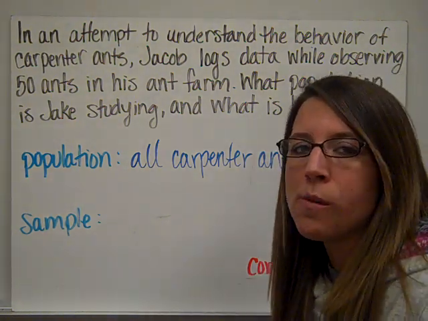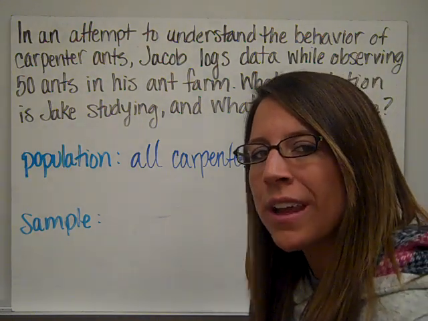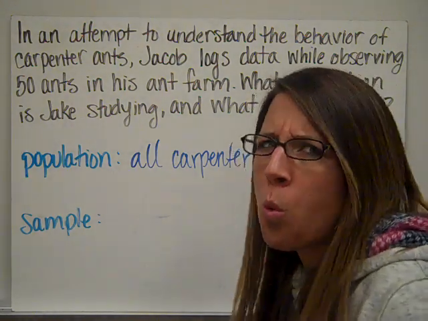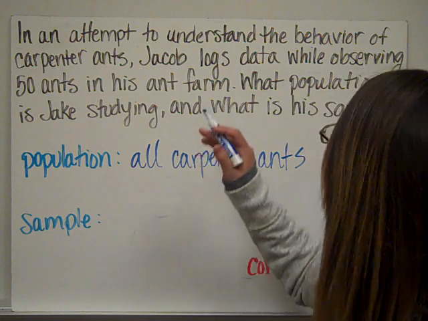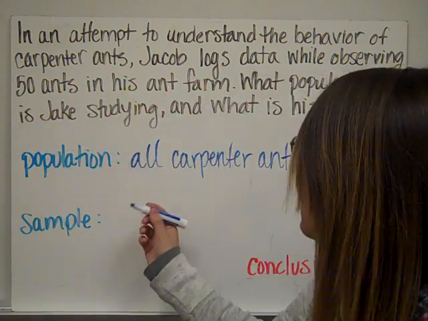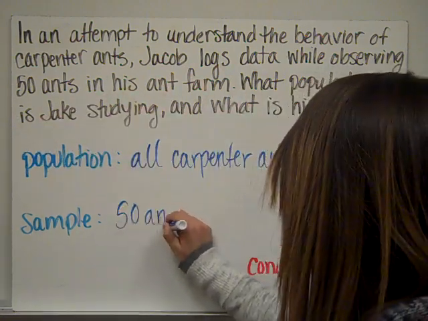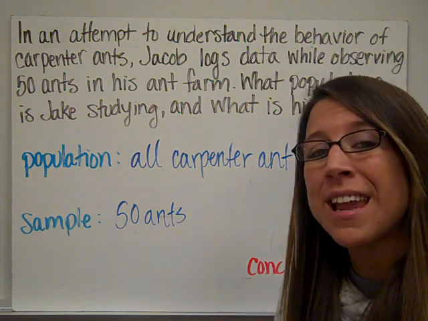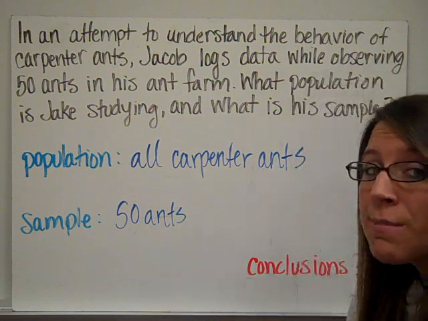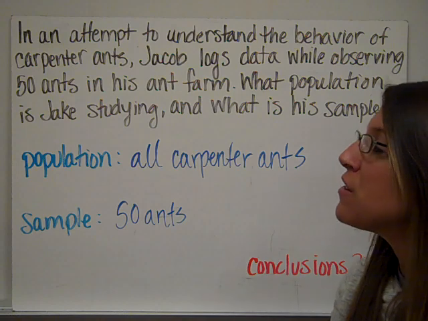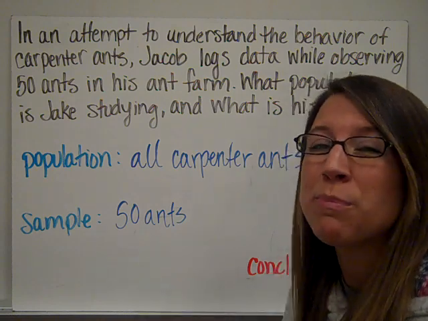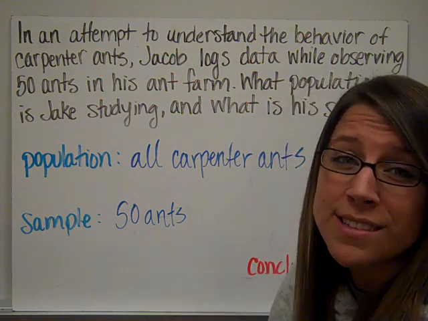But what is his sample? Who is he actually working with? Or what objects is he working with? He is working with 50 ants in his ant farm. So would he be able to make any conclusions from this? Possibly, probably. The behaviors of those 50 ants are probably going to be pretty representative of all carpenter ants.